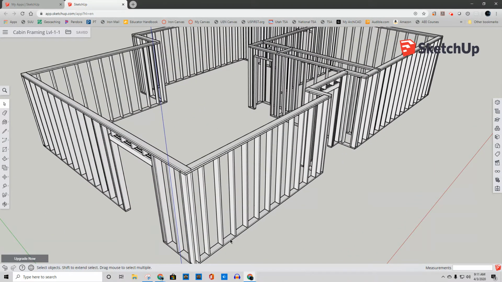So, name of the pieces. We've got a sole plate here. We have a stud. We have a king stud and a trimmer stud. We have a header beam. We have a cripple right there. Cripple stud or jack stud, some people refer to them as. This is also a cripple stud.